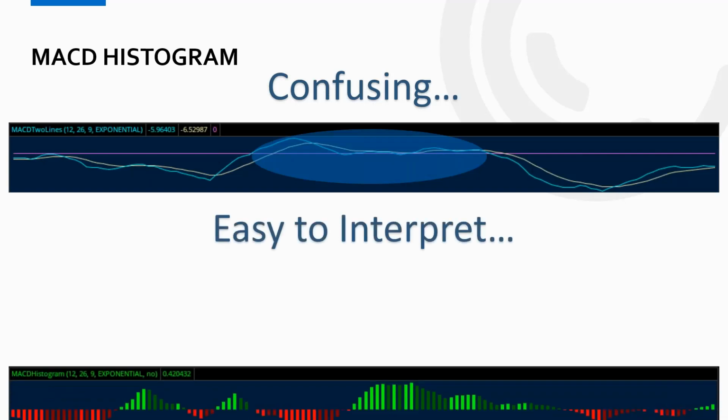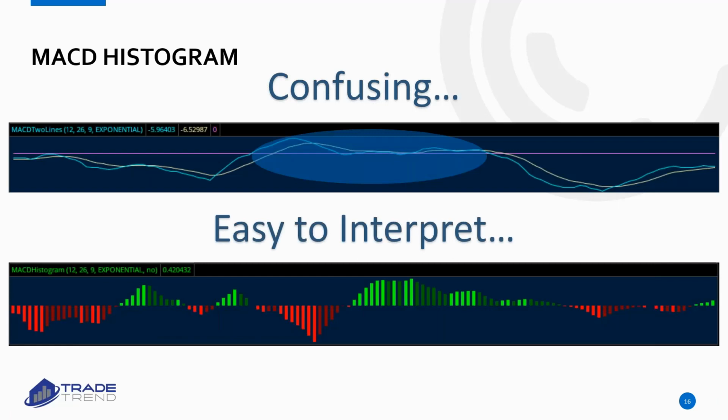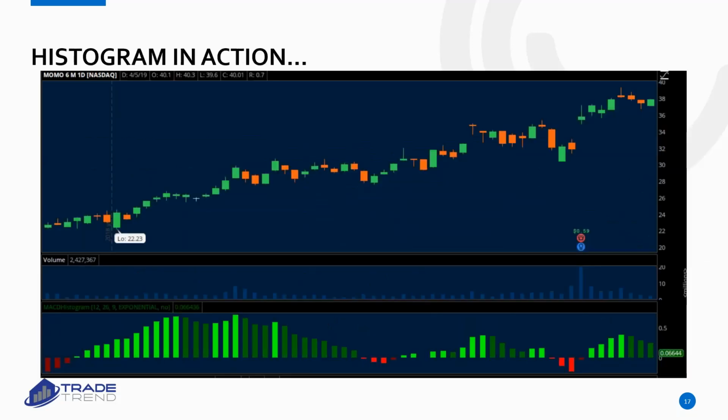So the lines can be confusing. It's much easier to interpret the MACD histogram. So if you guys have ever used this, you'll know what I'm talking about. If you haven't, it's much easier than the 2-line cross. So basically, we get a sell signal when the histogram goes from green to red, and we get a buy signal when it goes from red to green. Okay, so it's really that simple. So let's take a look at that on a chart.